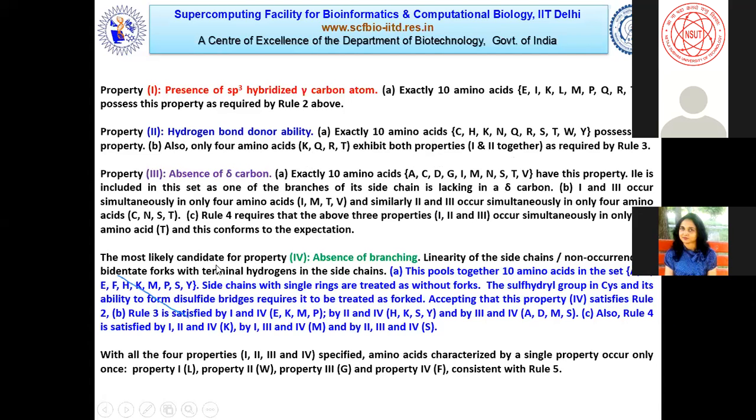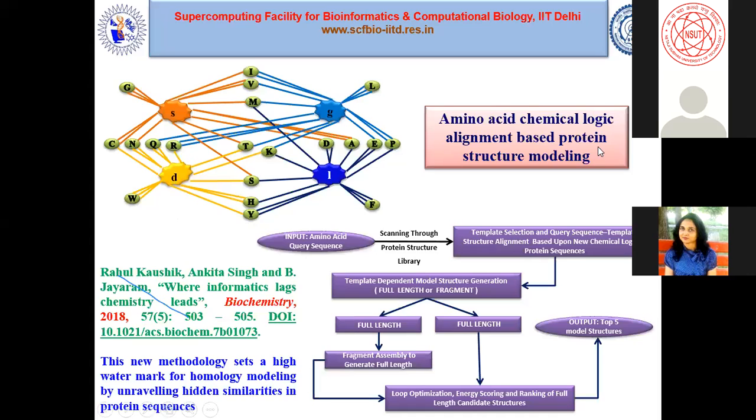Only 4. How many have absence of branching? The fourth property, right? How many amino acids have absence of branching? Again, you find that there are 10 of them, and all these rules are satisfied. Interestingly, none of this is mentioned in any textbook. So now you can see why people don't explain why 20 amino acids. So I'm calling this a chemical logic based modeling.